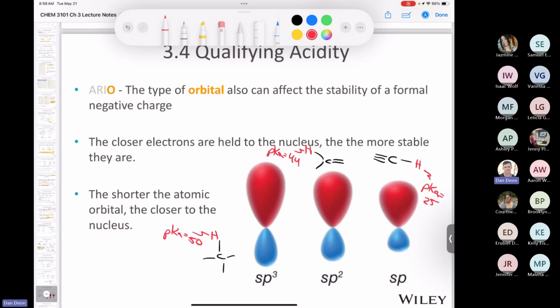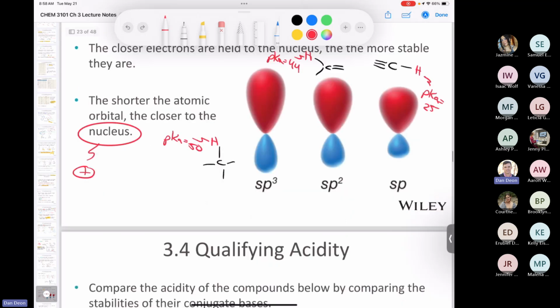Well, why would that be? Well, it's actually kind of shown here in this picture that as you go from an sp3 to an sp2 down to an sp hybrid orbital, they actually get smaller and smaller. And so as they get smaller, what that means is that in the conjugate base, the negative charge will be closer to the nucleus. What's the charge of a nucleus? A nucleus is positive. So the closer the negative charge is to the nucleus, the more stabilized it is. And so that's why if the conjugate base is more stable, it came from a stronger acid. And so that's why the pKa of this bond is much more acidic than the pKa of this bond here. And that's all it is. It's nothing more than that.